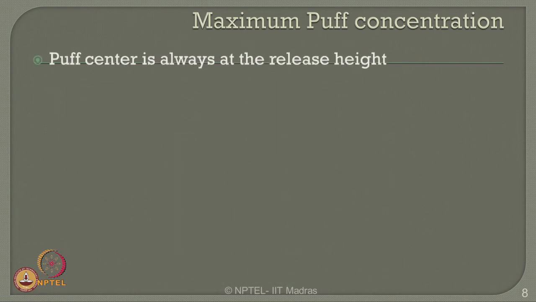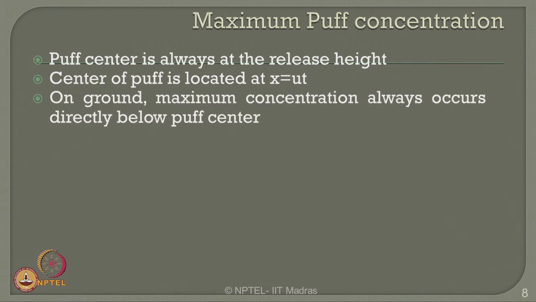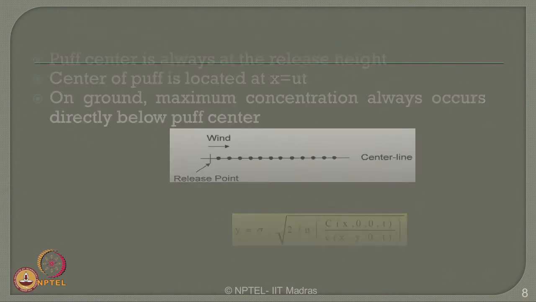The maximum puff concentration is always at the release height. The puff center is taken as the release height. The center of the puff is located at x equal to ut. On the ground, the maximum concentration always occurs directly below the puff center.